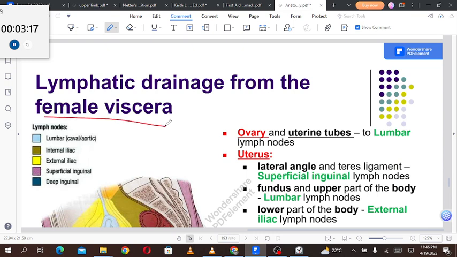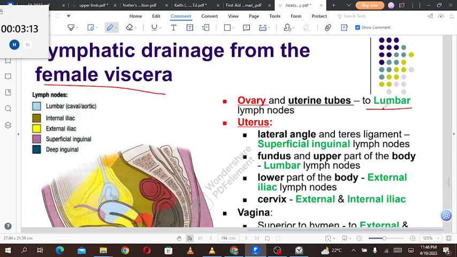So from the female viscera, the ovary and the uterine tubes to the lumbar lymph node, it is not very hard to remember because they are close to that. But the testes, you know that they have descended from the abdomen into the scrotum, so it sometimes is confusing that the lymphatic drainage of the testes goes all the way up into the para-aortic lymph nodes. But because the origin is from that side, that is why the lymphatic drainage is over there.